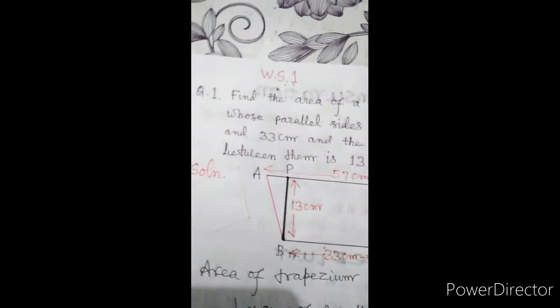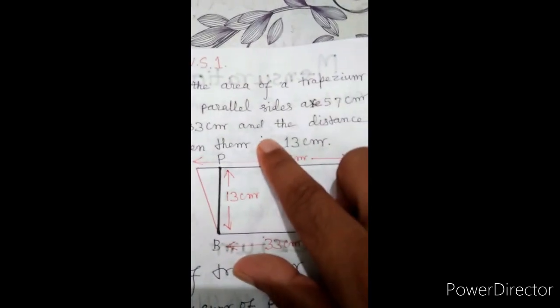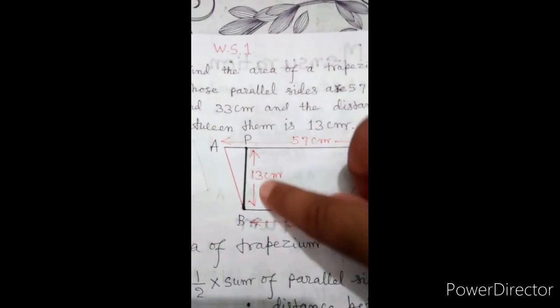Now try to solve some questions related to trapezium. Worksheet 1. First question is, find the area of a trapezium whose parallel sides are 57 cm and 33 cm and the distance between them is 13 cm. Parallel sides are given and its distance is also given. We need to calculate its area.